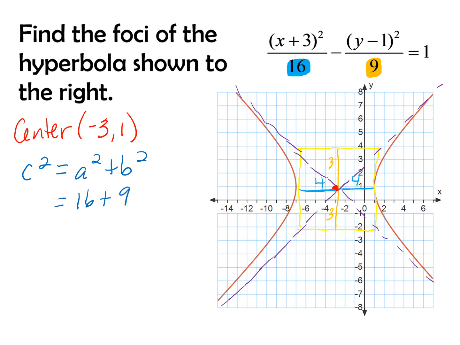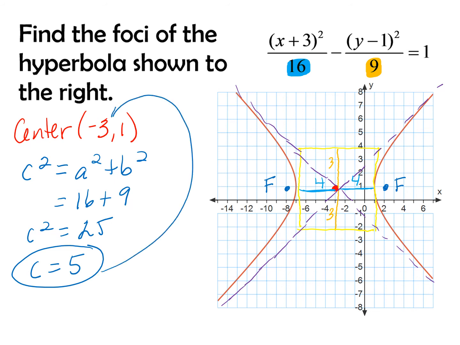So 16 and 9 is 25, but again, that's c squared. So c is going to be 5. And again, that's the distance, and it has to be on the transverse axis. We were already out 4 units, so this spot right here is going to be one of my foci. And this spot right here is going to be my other foci. Again, we're moving 5 units horizontally, so we're taking that center and adding and subtracting 5 units.